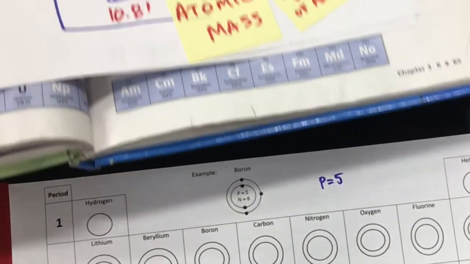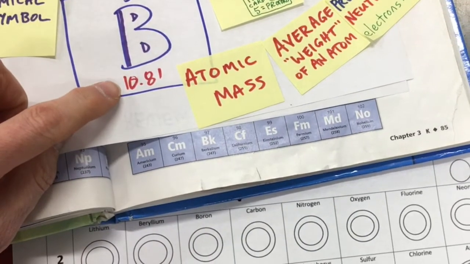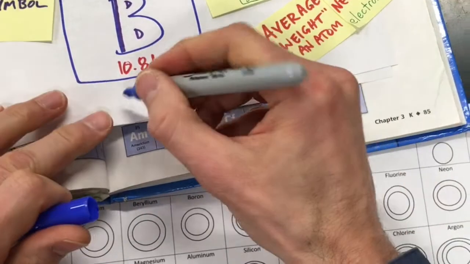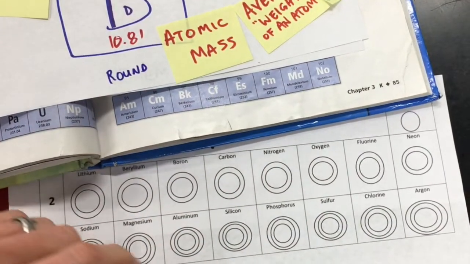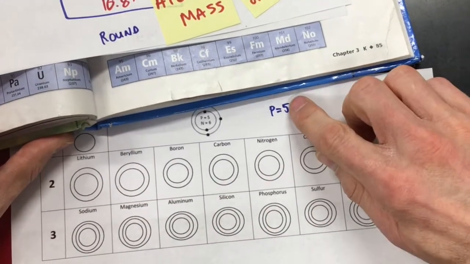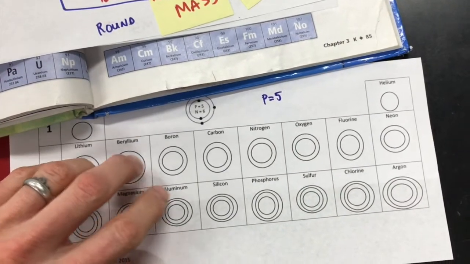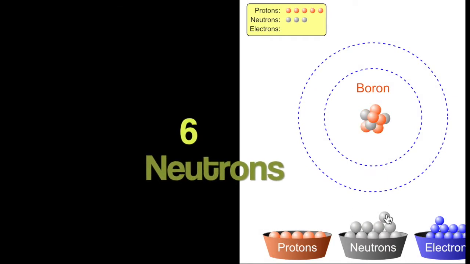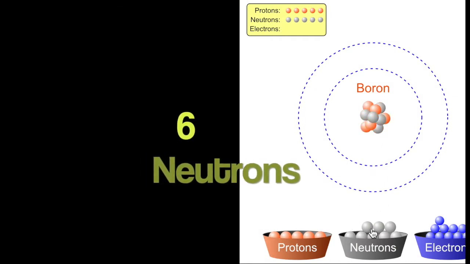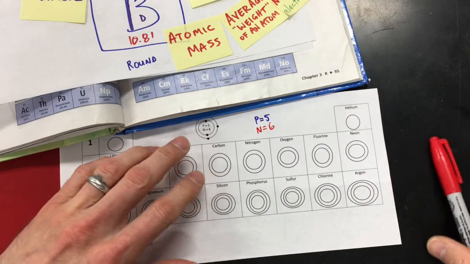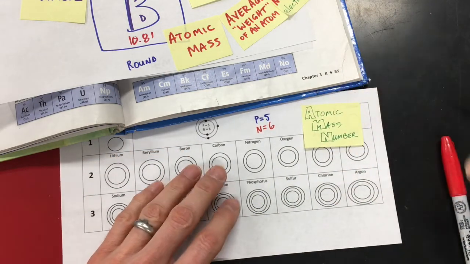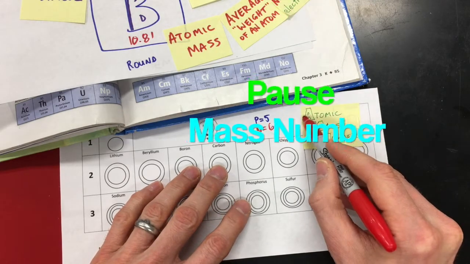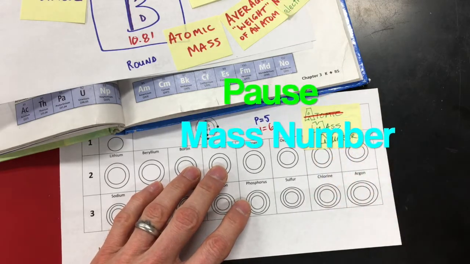And remember that atomic mass, 10.81? We round that to the nearest whole number, and that gives us a 6. That tells us there's 5 protons plus 6 neutrons, and those two together give us something called the atomic mass number, or we can just call it the mass number.